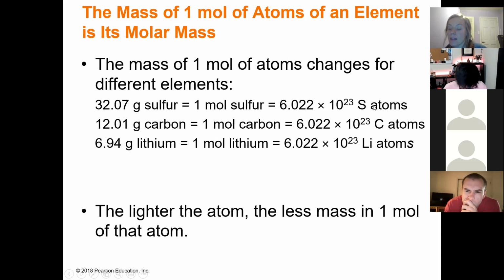Sulfur being the heaviest or the largest atom with the most number of protons and neutrons, carbon being the second heaviest, and then lithium being the lightest. So all of these things, 1 mole of each of them, weighs a different amount. Just like 12 large nails is going to weigh something different than 12 small nails. So the lighter the atom, the less mass you're going to have in every 1 mole.